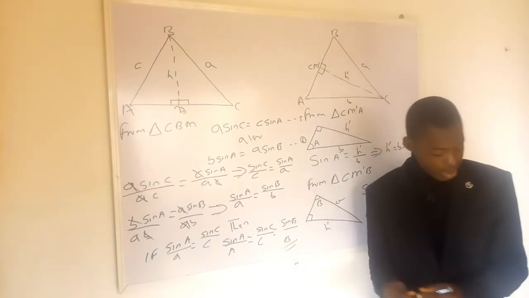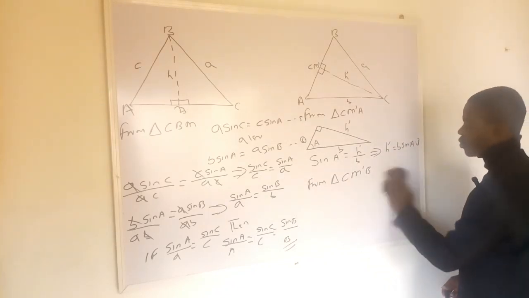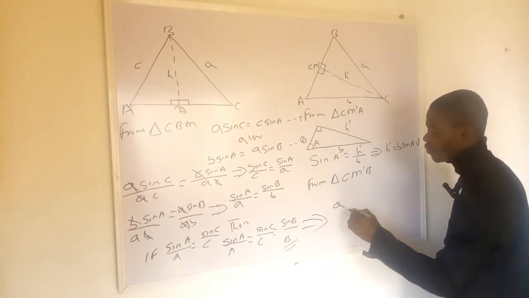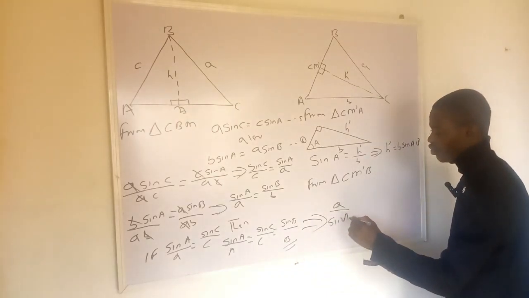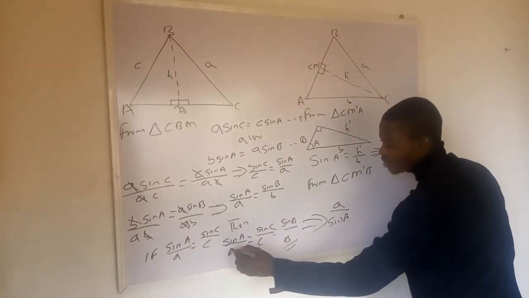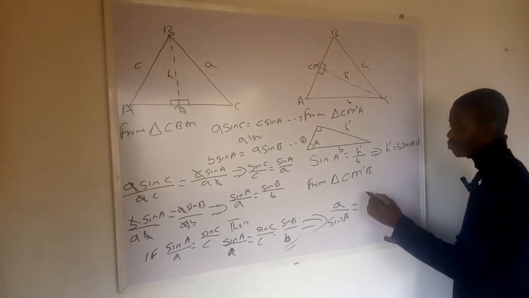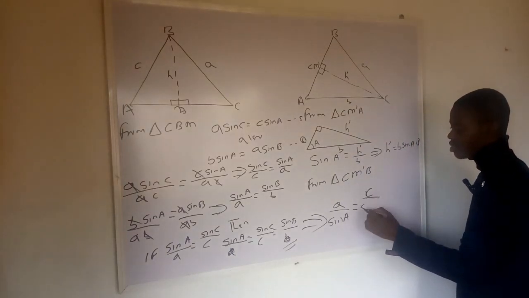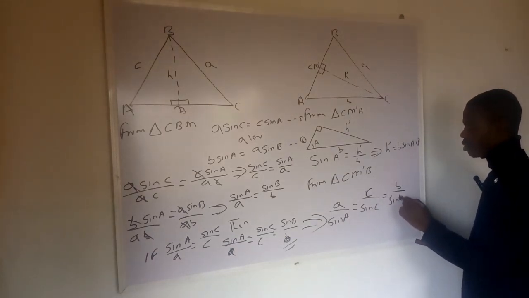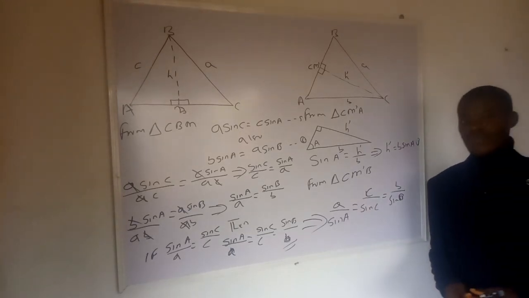Now if we take the reciprocal of any of the equation, notice that this will still imply that a over sine A, oops, I used capital letters here, they are small letters because they are sides. a over sine A will be equal to c over sine C, and equal to b over sine B. So you can just rearrange if you want. And this is the sine rule. And that's how the formula is formed.